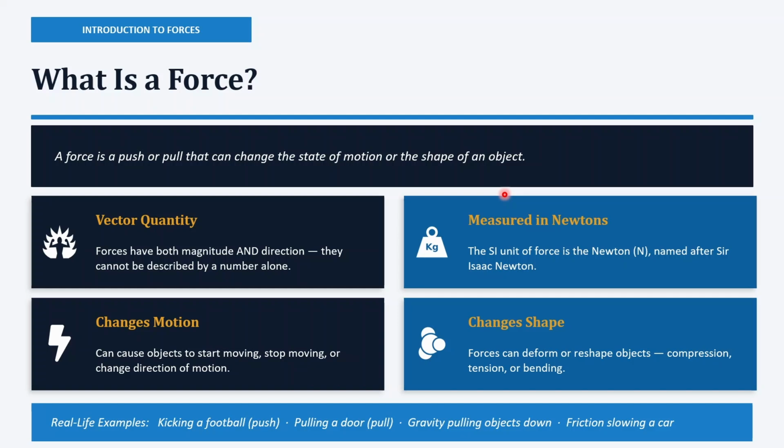Now, it's important to know that force is a vector quantity. That means that it has a magnitude and a direction. Whenever you apply a force, you apply it in a specific direction, and because of that, force is a vector quantity. The unit for force is newtons, and it's named after Sir Isaac Newton, who discovered it. As I already mentioned, force can cause a change in motion, or it can cause a change in shape.